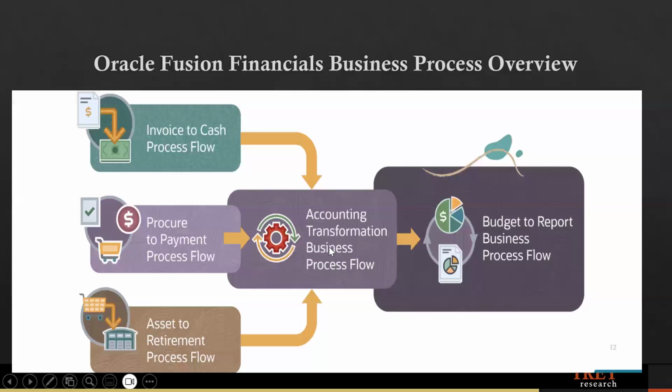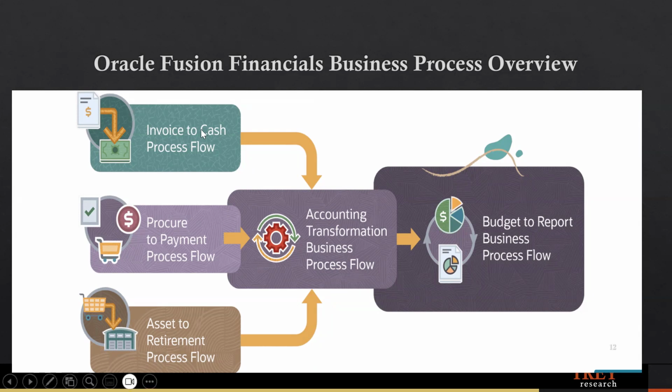This is the accounting transformation, nothing but SLA, the subledger accounting process. Using the subledger accounting process, the main business transactions will be converted into journal entries and saved into GL for reporting purposes. The data from the three business processes will be useful for reporting, like cash flows, income statements, trial balances, and profit and loss accounts. Using that information, you can publish the organization-level reports.